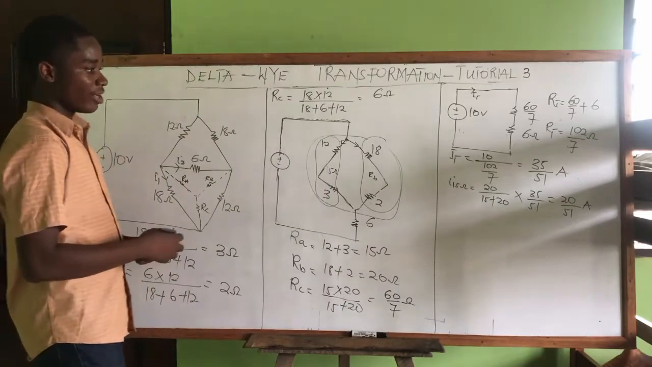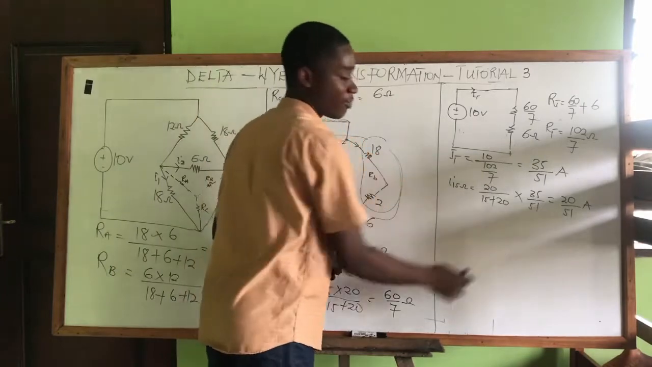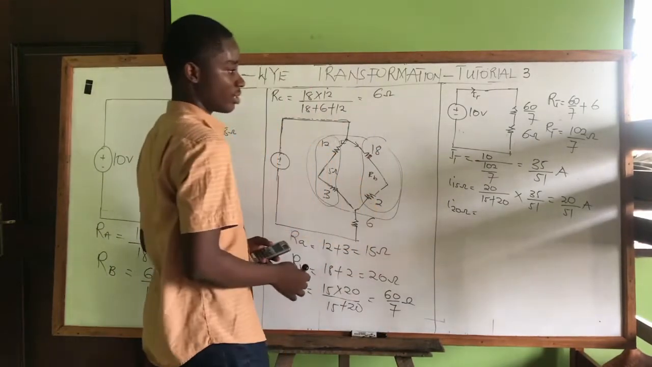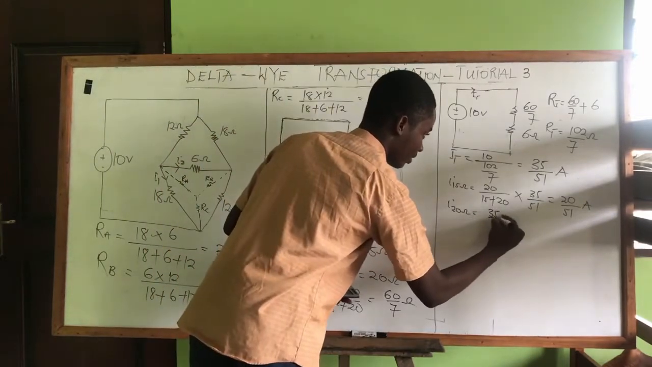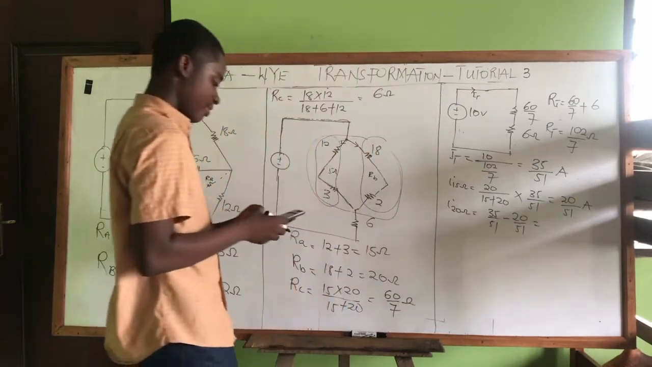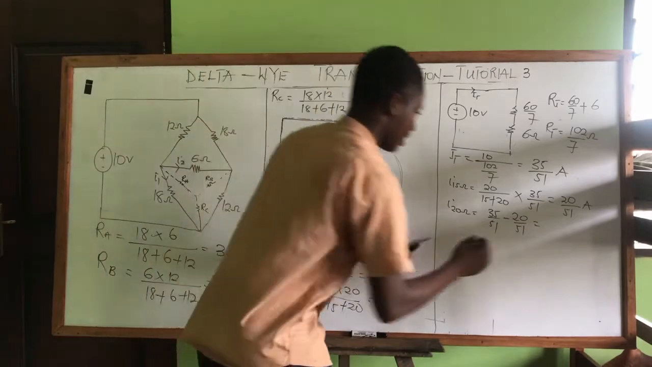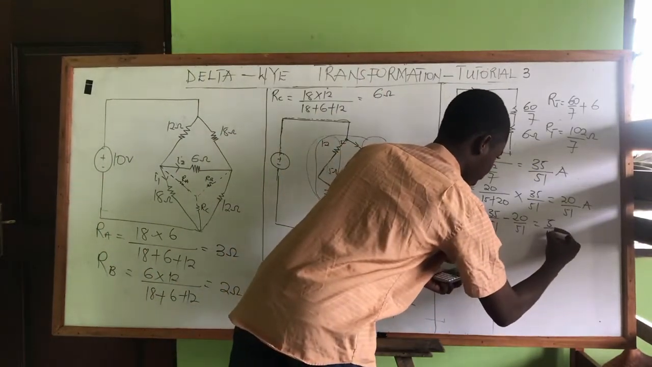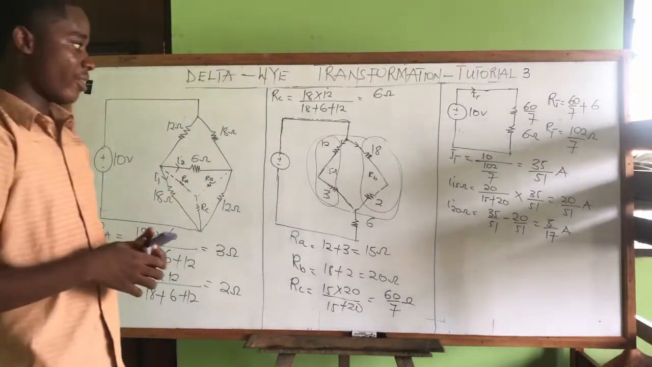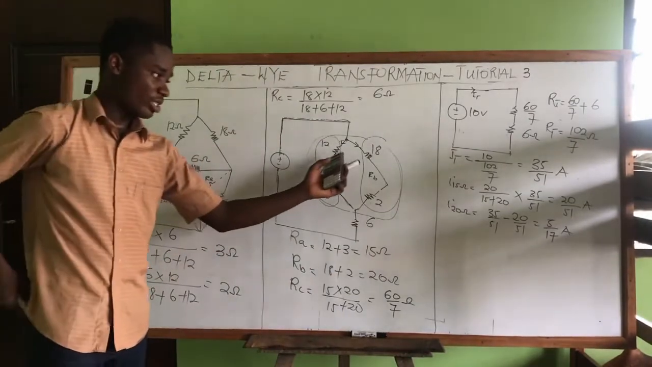Good. We can as well find the current flowing in the 20 here by subtracting this one from their total current. So current in the 20 ohms is the total current, 35 on 51, minus 20 on 51, and that is giving us 35 minus 20 on 51, which is 5 on 17 amperes. So we know the current flowing through the 20 ohms resistor. That's the 20 ohms here.